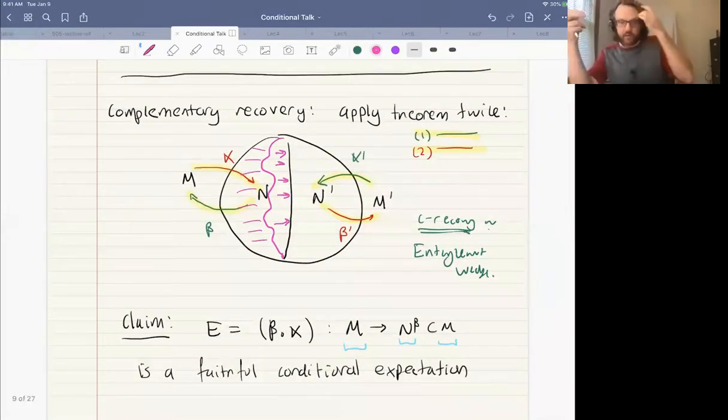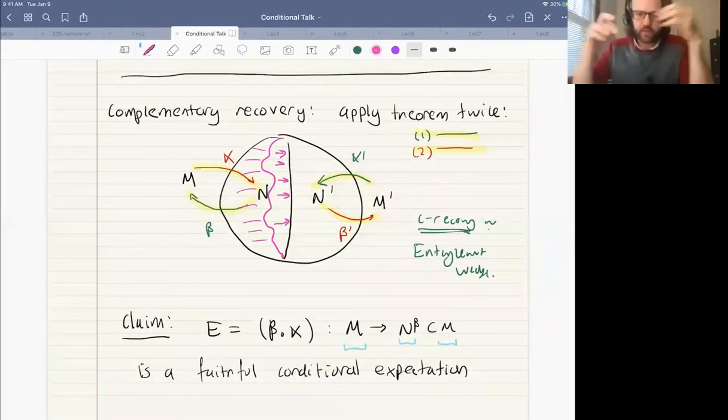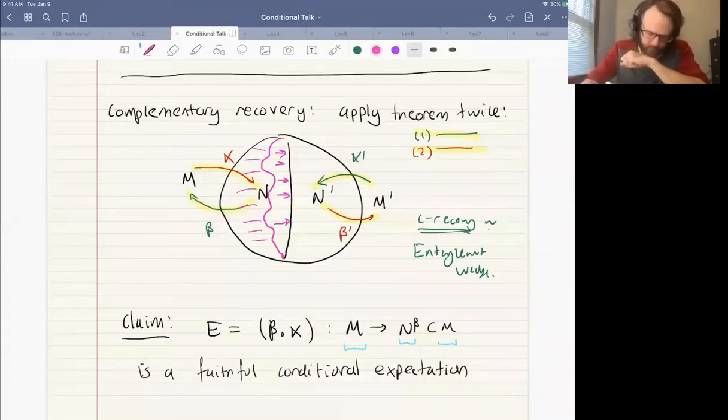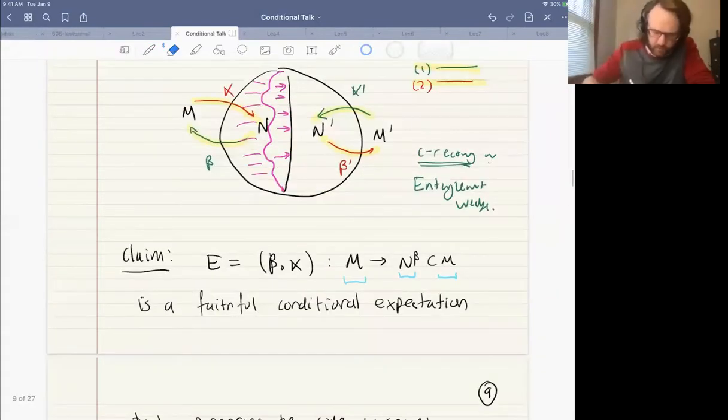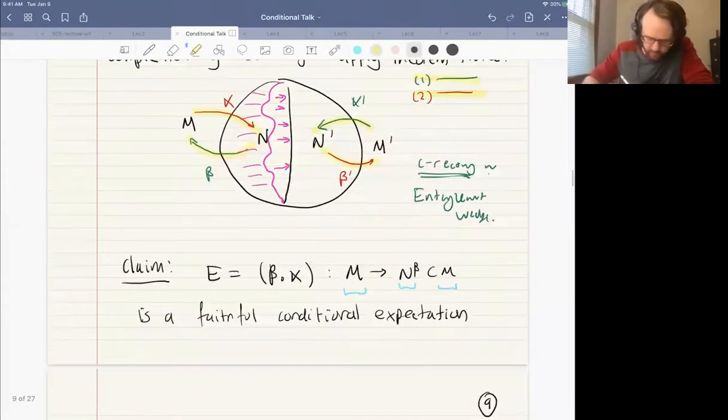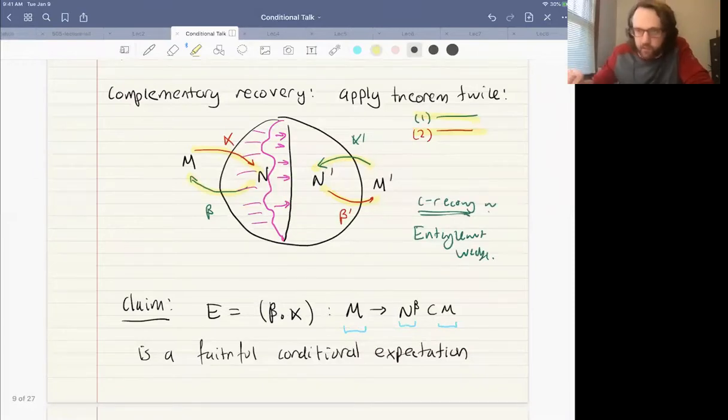But if you do have this entanglement wedge, if you do have this complementary recovery region, then the claim is that you get this thing called the conditional expectation. So let me explain that. Firstly, the idea is we take the two of these maps that I've just defined, and we're going to compose them. I'm going to compose the following: beta and then alpha. So what is that doing? If I look on the left here, alpha is firstly taking an operator in M, pushing it into the bulk, and then beta is pulling it back out. Okay, so that's what this map is doing.